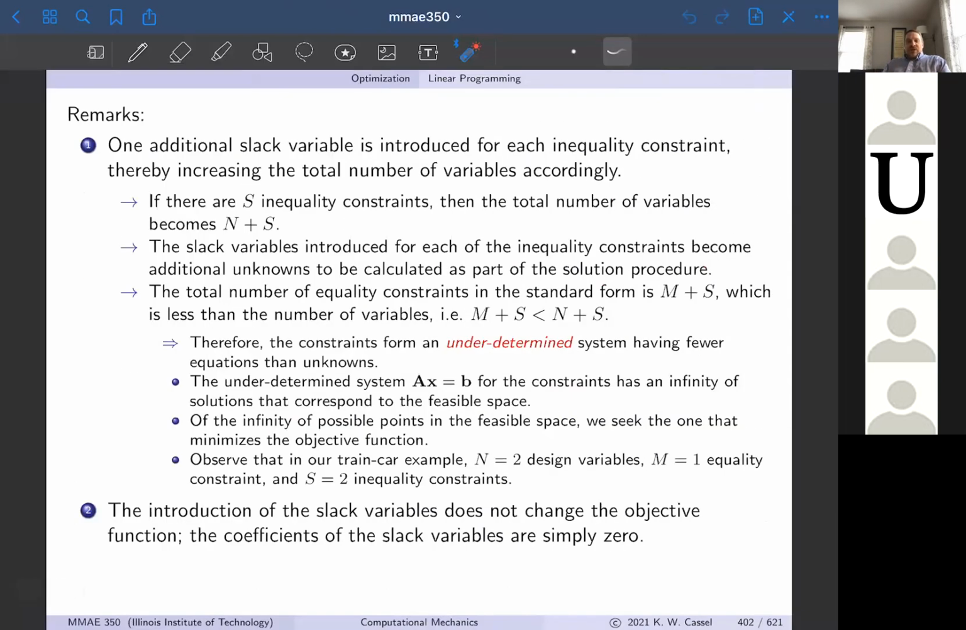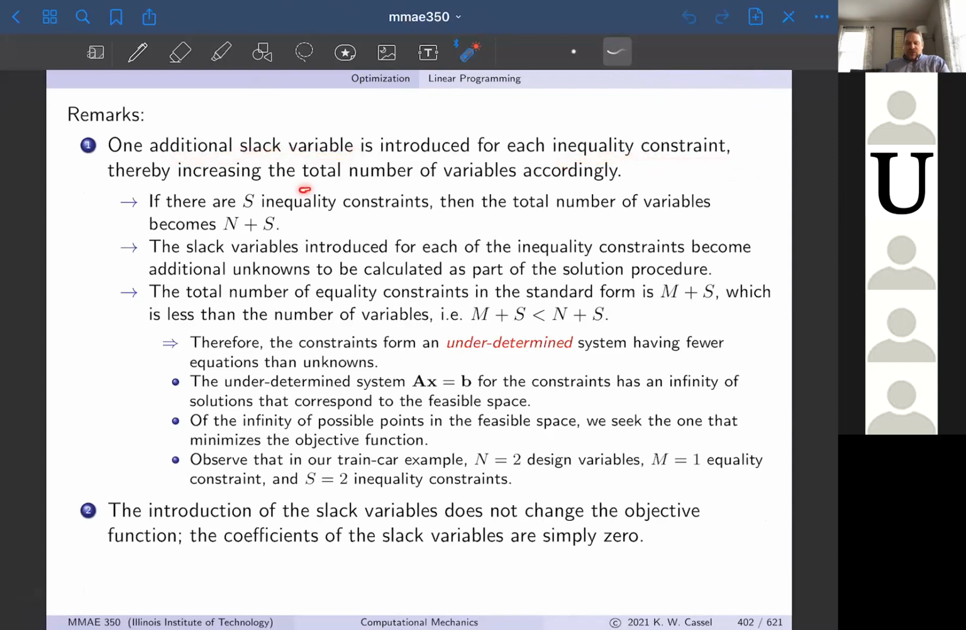There are going to be lots of remarks today. And again, you're going to get lost in these remarks. Don't worry about that. Don't force this, just let it come naturally. Try to focus on the big picture for now, and then fill in the details as you dig more deeply. So we have, again, one additional slack variable for each inequality constraint.